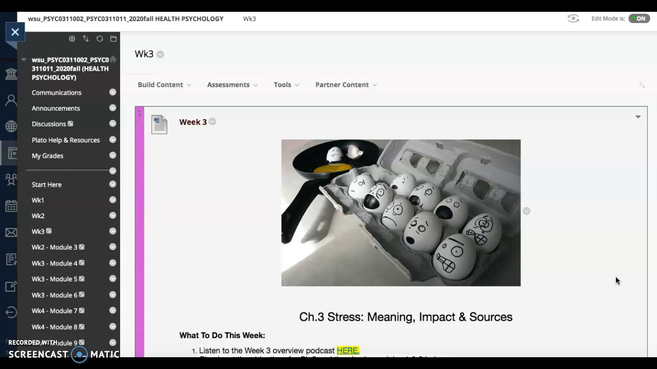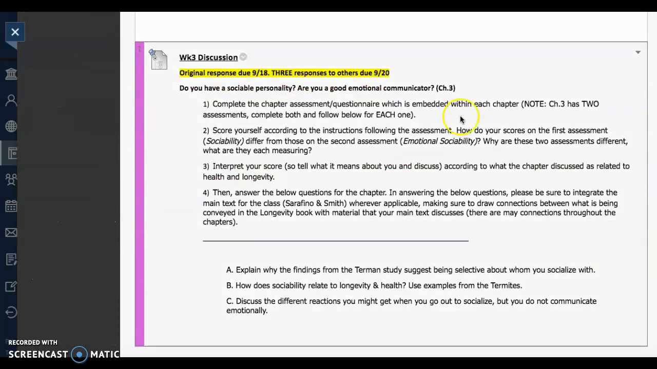Okay, you should be answering the discussion post, that's your original post, by the 18th, Friday. And then you should be responding to 3 other people by the 20th. Spread them out, don't do them all in one day. That's why I've given you 2 different due dates.